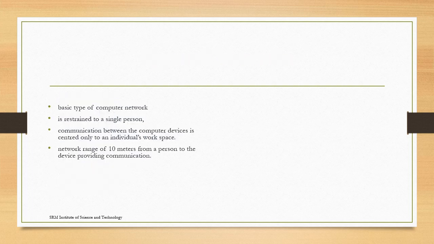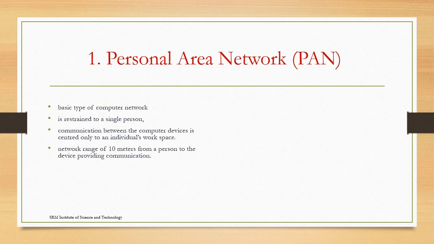So first thing, here we can see, is personal area network. Different types of networks are there based on the applications and uses. Okay, many types are there. We will see the types of network one by one with appropriate examples. So the first type is personal area network. From the name itself, you can find out what personal area network is.